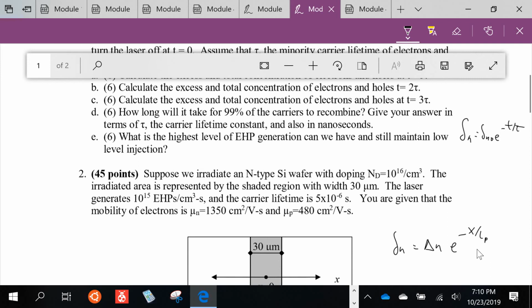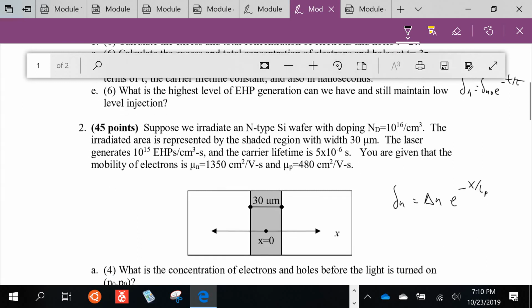Diffusion length. The distance when they can recombine. Exactly, so you're both correct. LP is a diffusion length. LP is equal to the square root of Dp times tau p. It's the average distance that a carrier travels before it recombines.